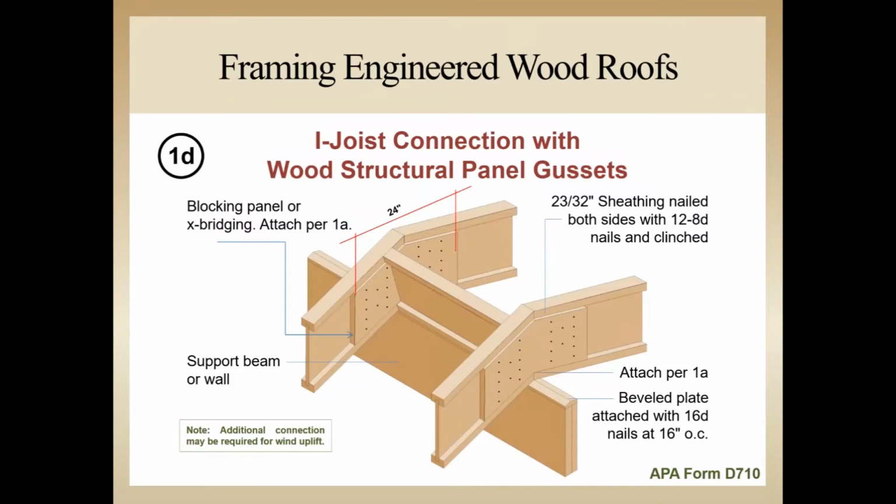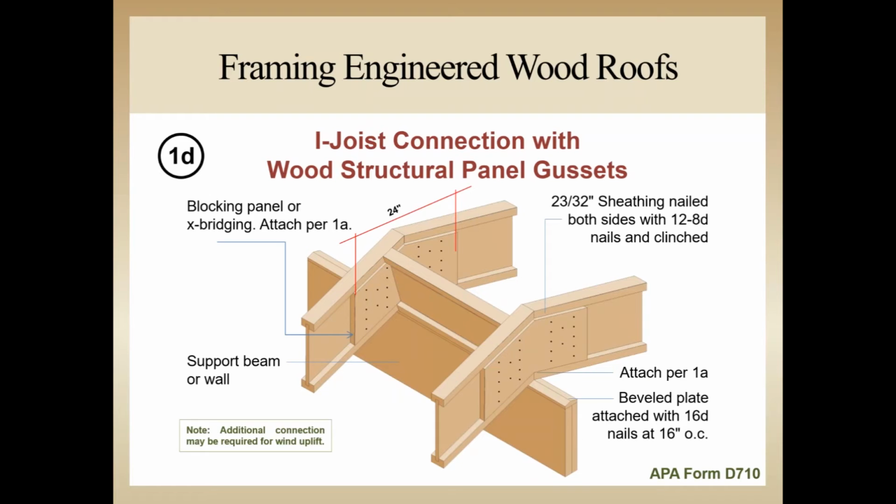As was the case in detail 1A, blocking panels are used to laterally support the rafters. Blocking panel to beveled plate, rafter to beveled plate, and beveled plate to beam connections are the same as specified in detail 1A. Instead of metal straps across the top of the rafters, the webs of the rafters on each side of the beam are connected with gussets.